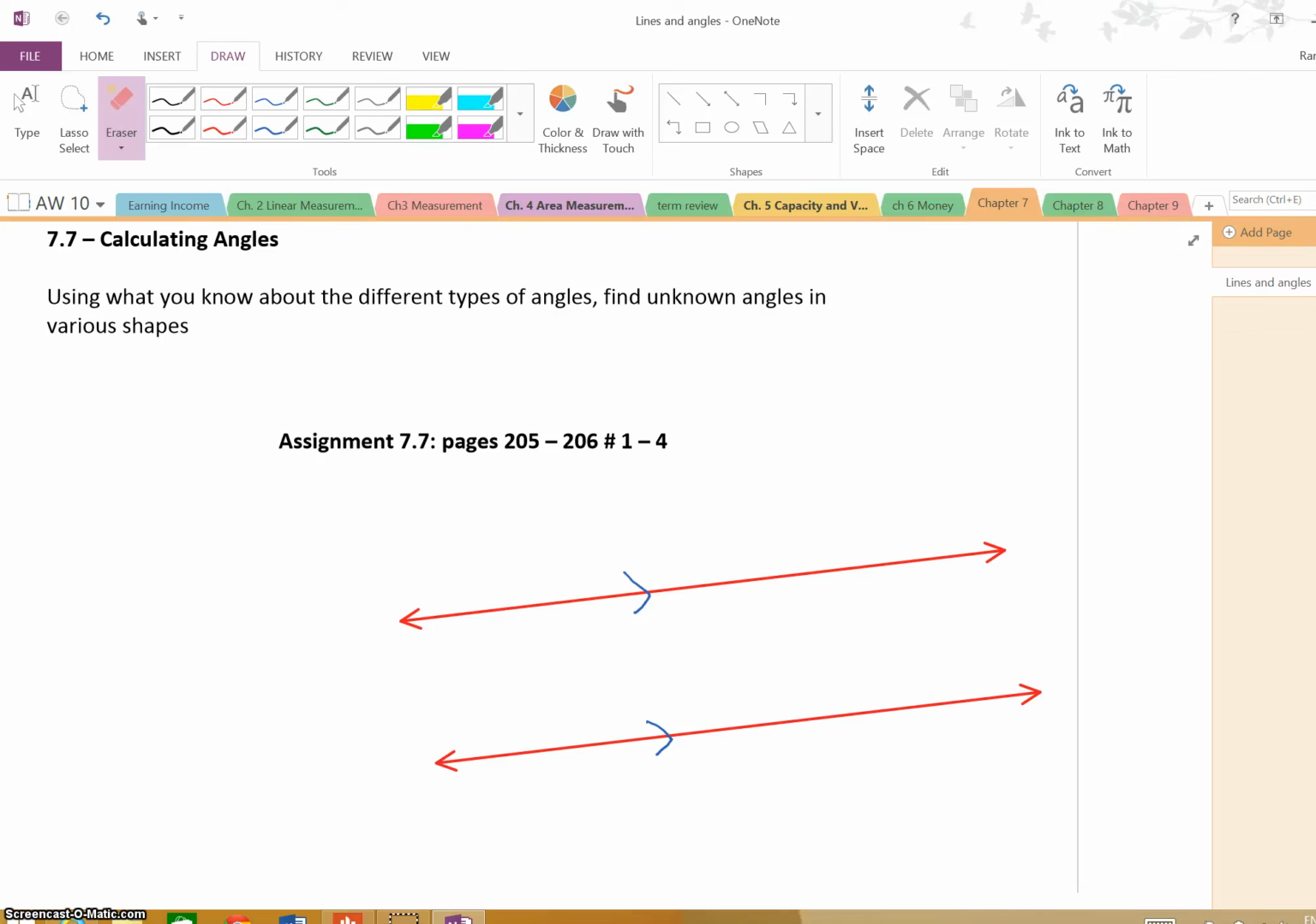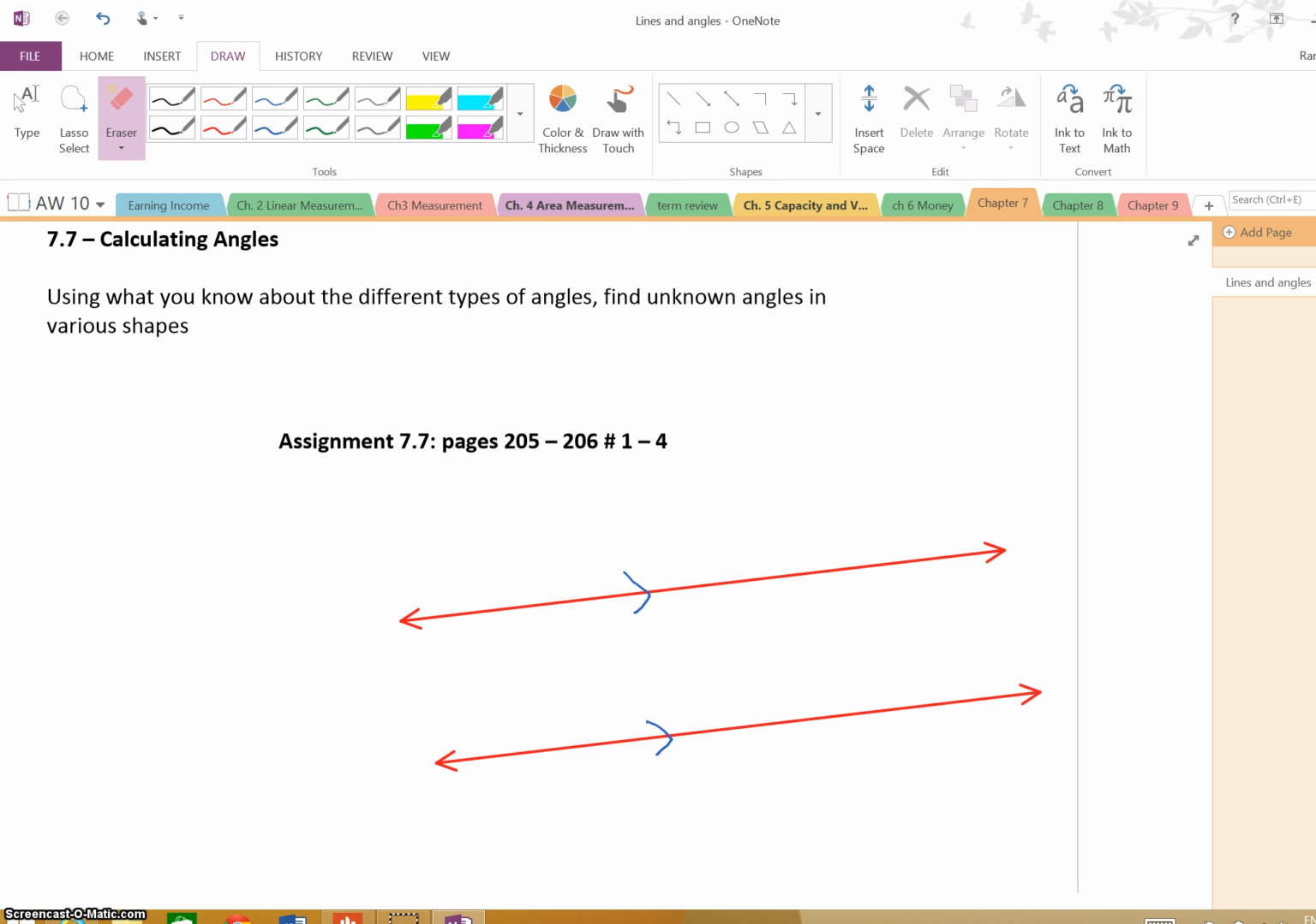Okay, welcome back. Here's our last part for this unit, calculating angles. So we've learned a couple of rules: the F rule, the C rule, the Z rule, where we can figure out what different angles are. And so we have to apply that sometimes when we need to calculate angles.